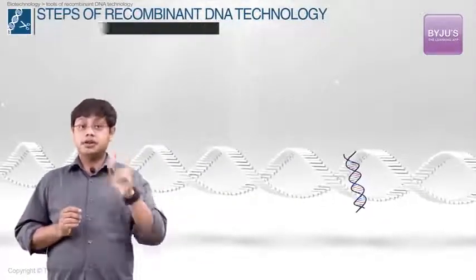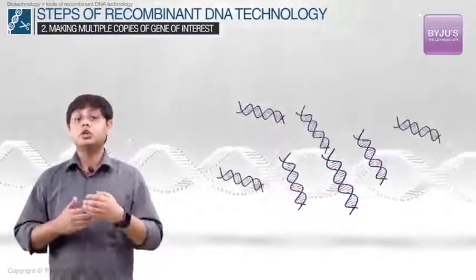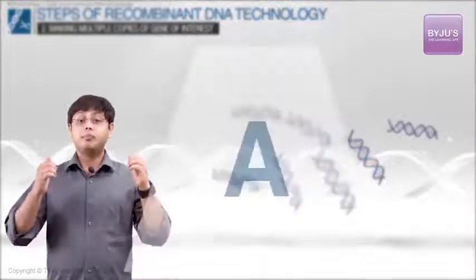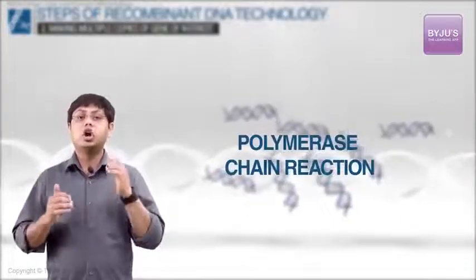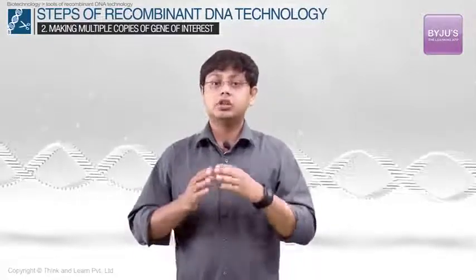Step 2 will be to make multiple copies of the gene of interest using techniques such as polymerase chain reaction, or PCR in short. Just note that step 1 and step 2 are not happening inside a living organism, and our objective is to put it into a living organism. This is why we make multiple copies.